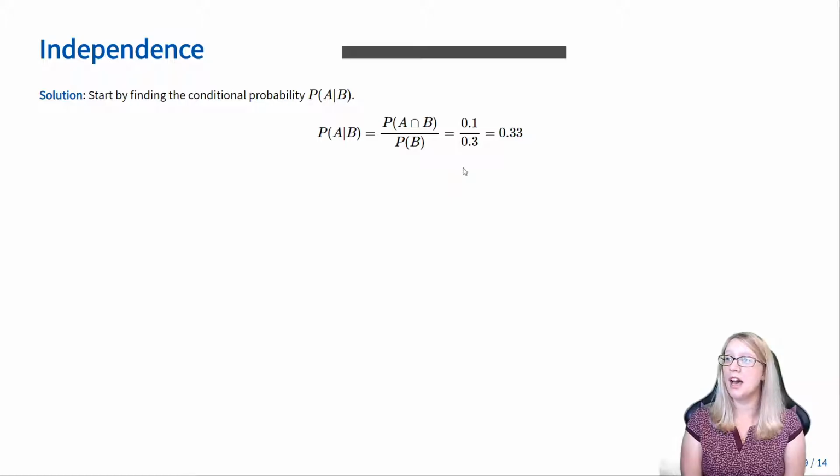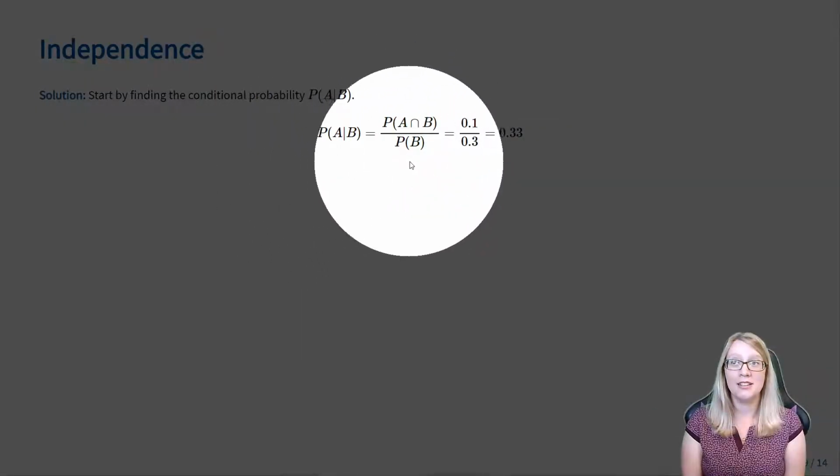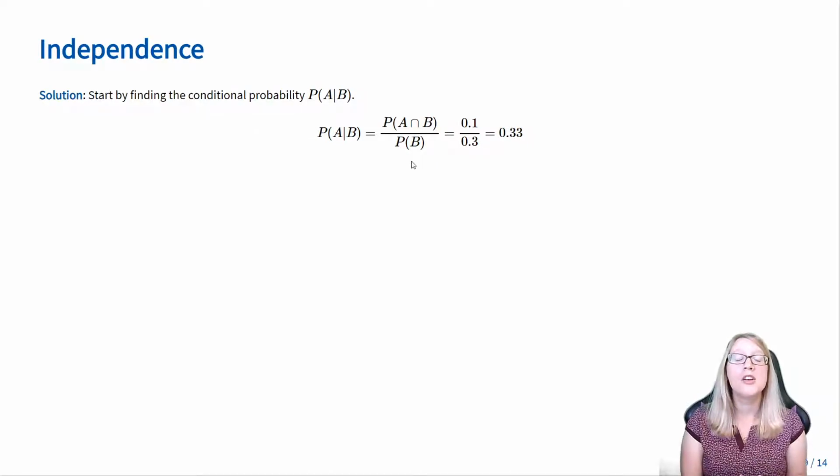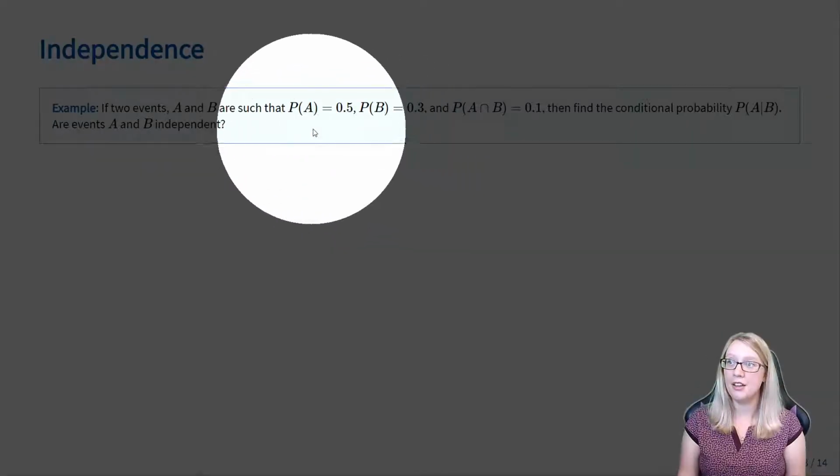The probability of A given B is the probability of A and B divided by the probability of B. So we take 0.1 divided by 0.3, we get 33% or 0.33. Looking back to the previous slide, the probability of A was 0.5.